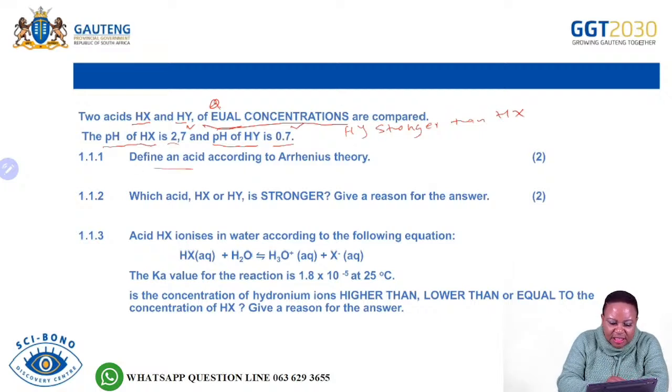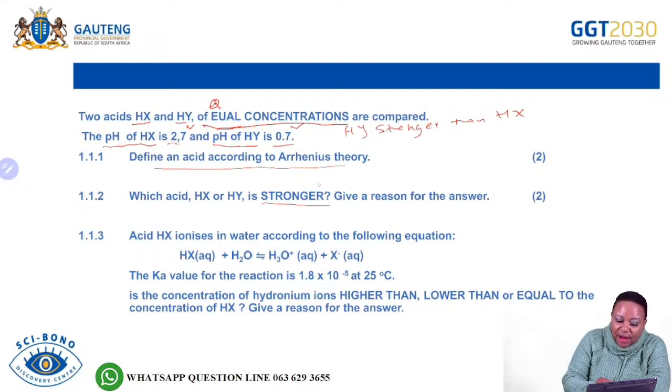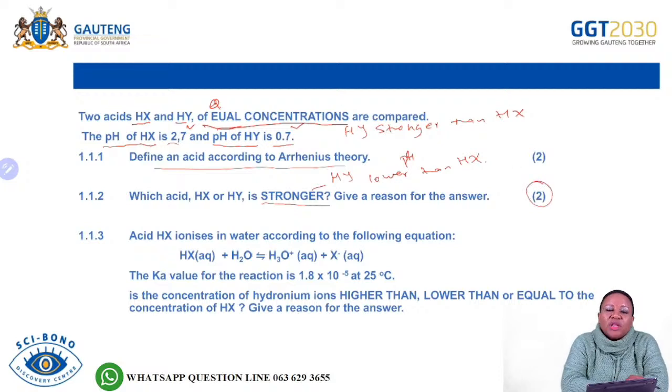Then the next thing, they said define an acid according to Arrhenius. I think we can all do that because we know the definitions according to Arrhenius. The next question definitely will ask, which acid, HX or HY, is stronger? Give a reason for your answer. So already we have identified HY as our stronger acid. The reason is because it has the lower pH than HX. Therefore, I think that will definitely qualify you. You cannot talk about the Ka value here because the examiner didn't give you the Ka value. The only information that you are given is the pH.